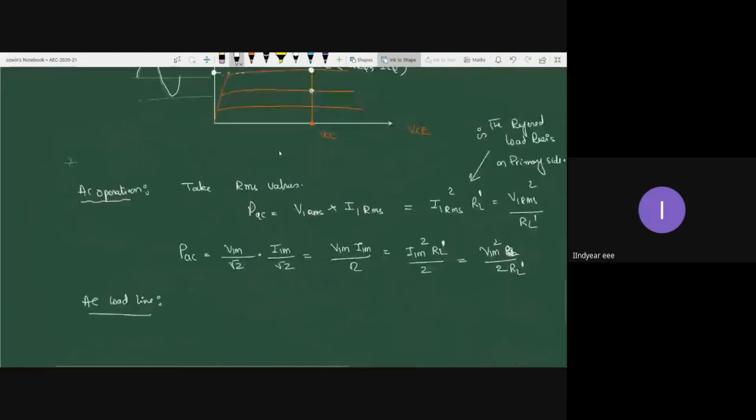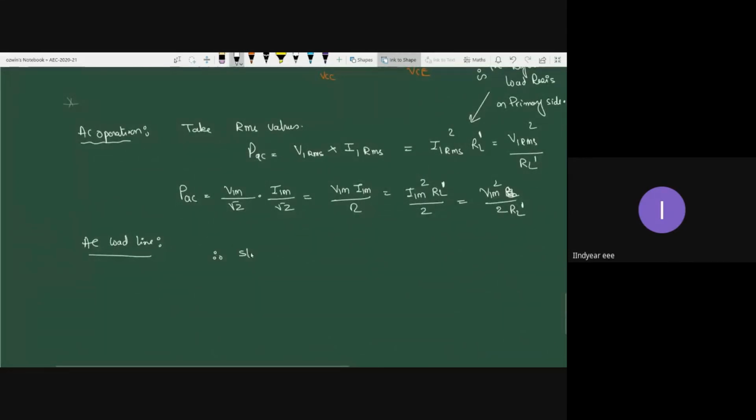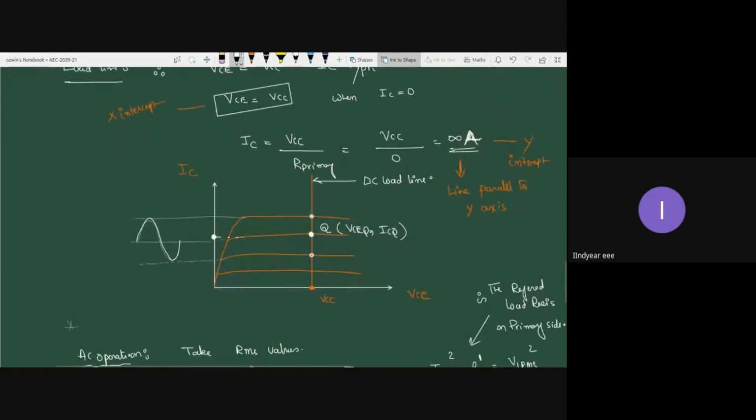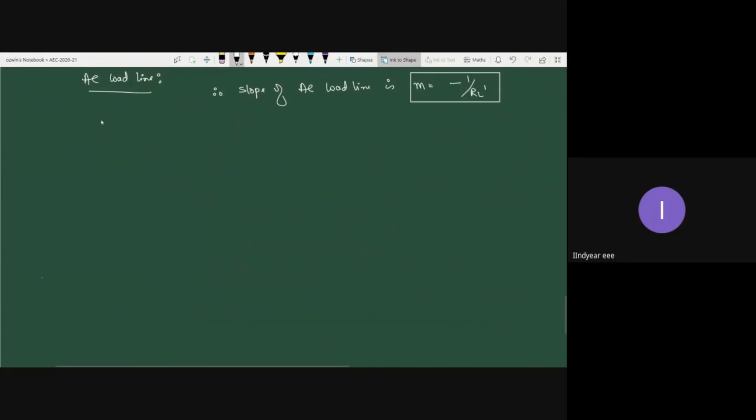Therefore, the slope of the AC load line is M is equal to minus 1 by RL dash. This is a known equation. Whenever there is resistance, the slope of the line is calculated as the reciprocal of the resistance. And our resistance is RL dash. Hence, I have written the slope as minus 1 by RL dash. So what you have to do is draw a straight line.